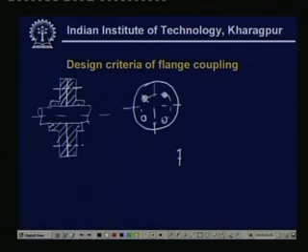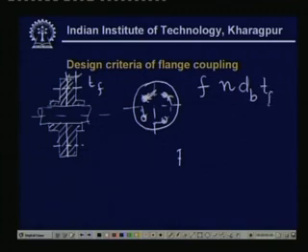If the force on each of the bolts is, let us say, small f, then the total crushing area will be this projected area. There are n such projected areas, so this will be equal to n times d_B, the bolt diameter, times T_F, the flange thickness. This is the total force and this will be the area.